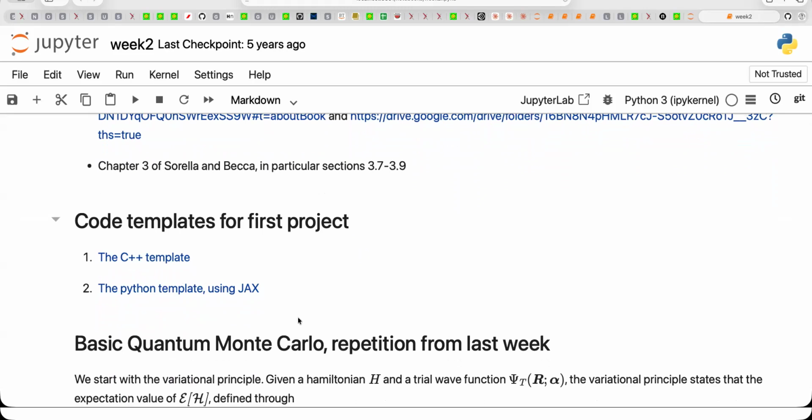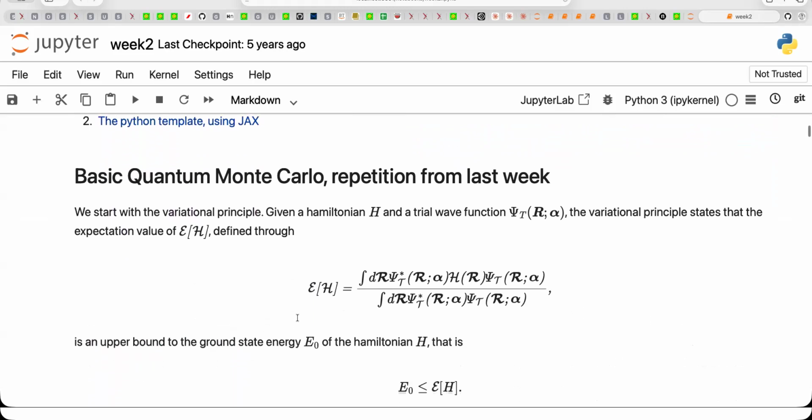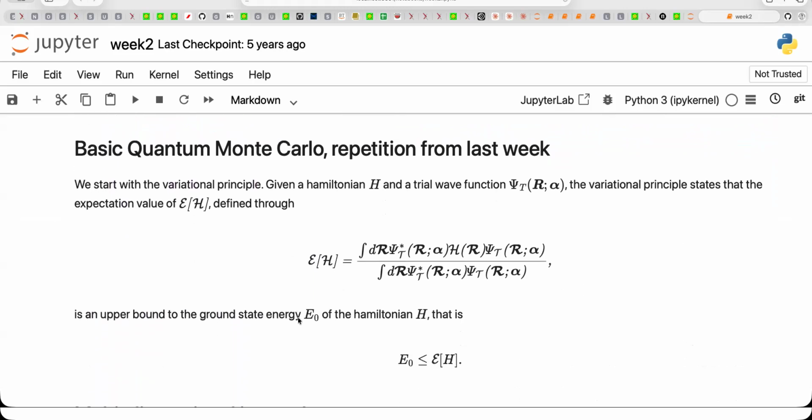Now, in the lectures, as I said last time, I'm going to use Python because it allows me quick visualizations and also to discuss some of the basic elements. So what I wanted to remind you a little bit about is the basic Monte Carlo, which we discussed last week. And today, we are actually going to dive into the Metropolis algorithm.